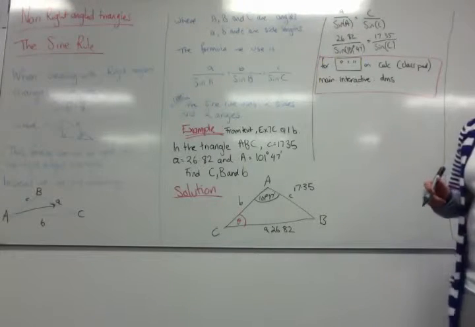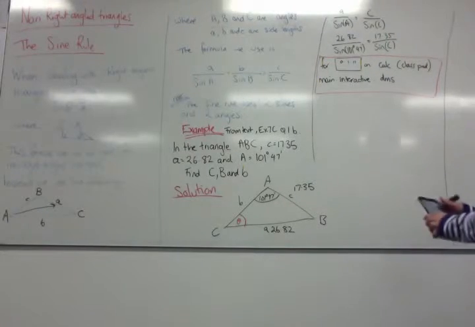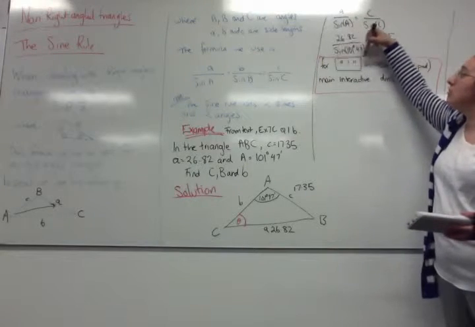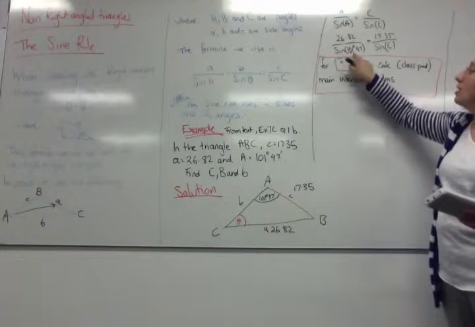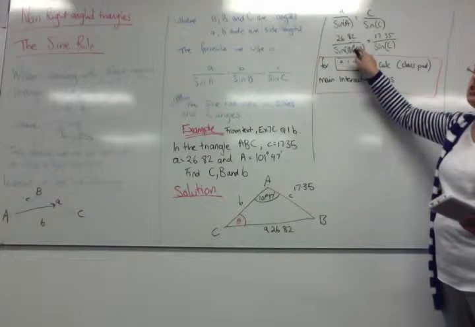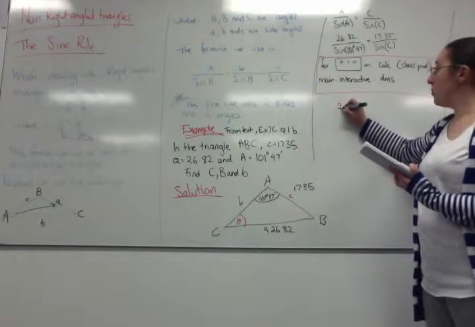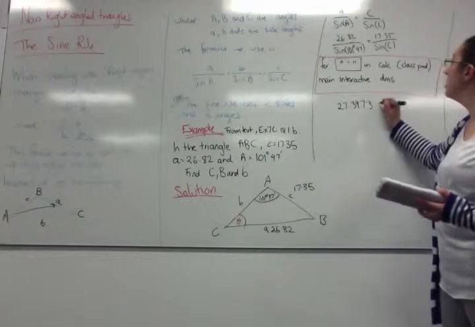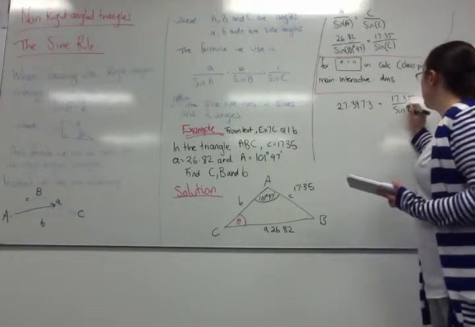I'll come and look at yours. I think you've missed a step. So I've put into my calculator this fraction. I've written it in as a fraction, or you can write it as a division. Same. Sine of the degrees. I use this step to put in the degrees here. Now, I end up with 27.397, we'll go for 4 decimal places, which is equal to 17.35 over the sine of C.